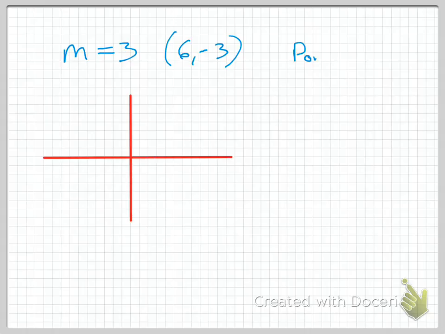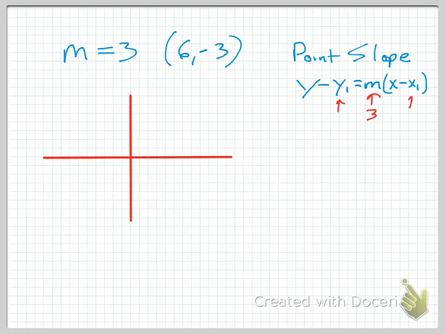Slope 3, point (6, negative 3). This process, I highlighted today the point slope form, and that literally is called point slope form because if you have a point and you have a slope, there's a place to put them in the equation, and I've indicated those over here to the right. 3 goes in for the slope where m is, and x1 and y1 are the only two places you're going to put numbers. You do not use both points.